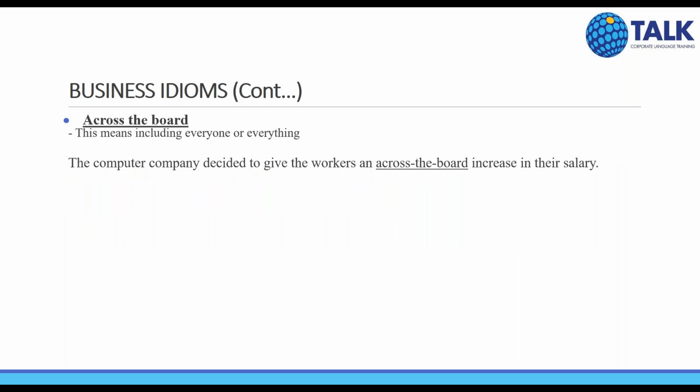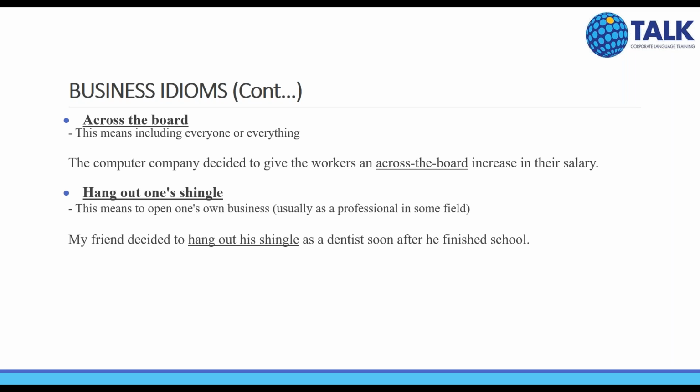The first one, across the board. This means everything, everyone. So an example might be, the computer company decided to give the workers an across-the-board increase in their salary. That means everybody got an increase. It might not have been the same increase, but everybody got an increase. All right, let's go on to the next one.